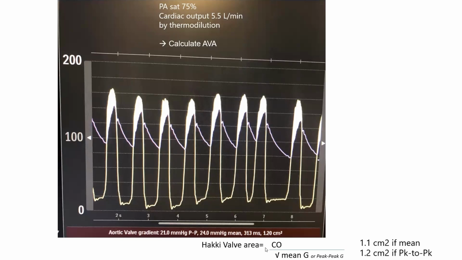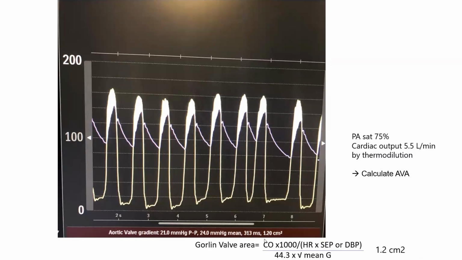Okay, please memorize this. Gorlin is cardiac output divided by square root of mean gradient. They don't use peak to peak in that, or peak to peak is not an option in that. But there are some added parameters. Heart rate, systolic ejection period. Systolic ejection period is a period between this point, the intersection in beginning of systole, and the intersection of LV and aorta at the end of systole. And the computer will give you that.